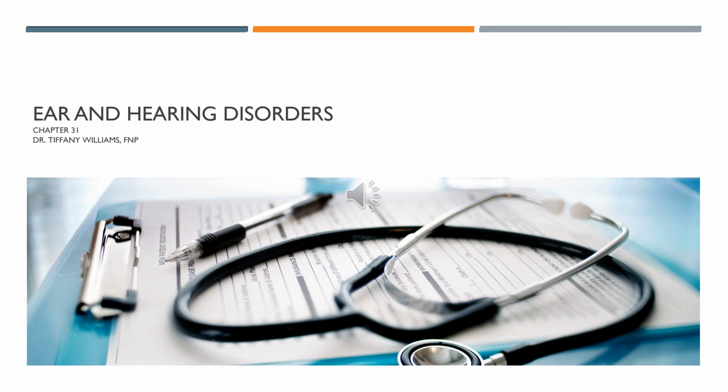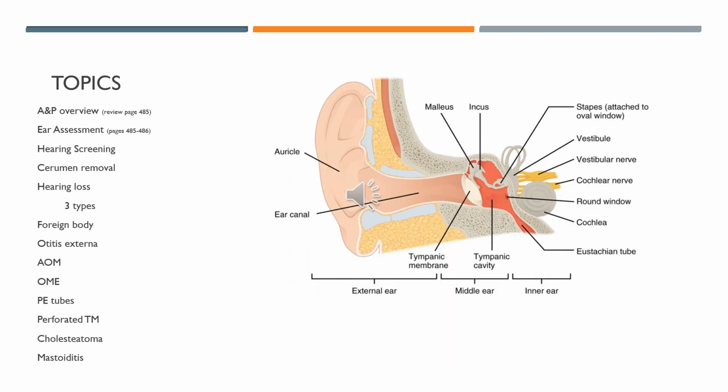We're going to focus on chapter 31, ear and hearing disorders. Again, I want you to pay close attention to things that have been starred, asterisks, emphasized, etc. as we move through. Some of the topics are going to be your anatomy and physiology overview, which you need to review on page 485. We're not going to go into heavy detail on that.